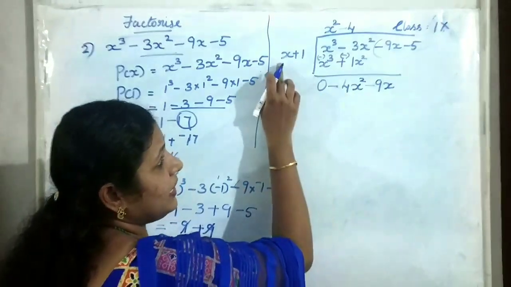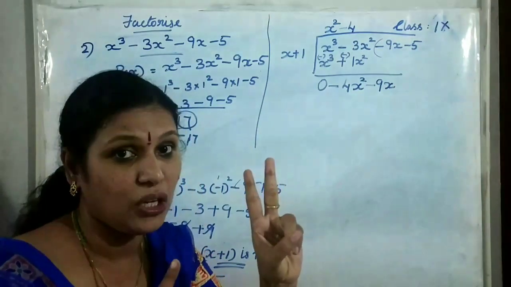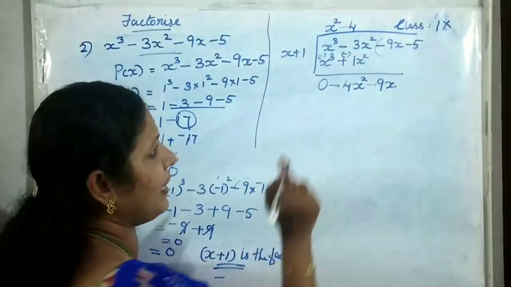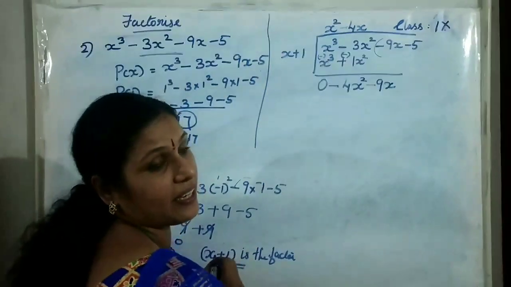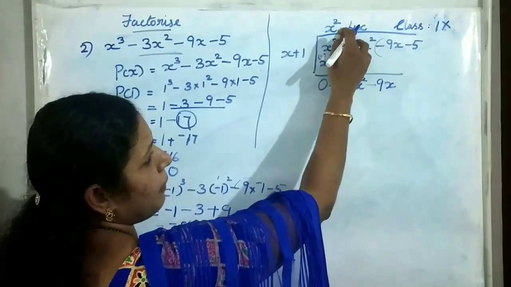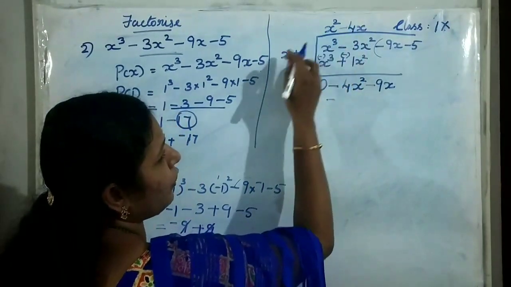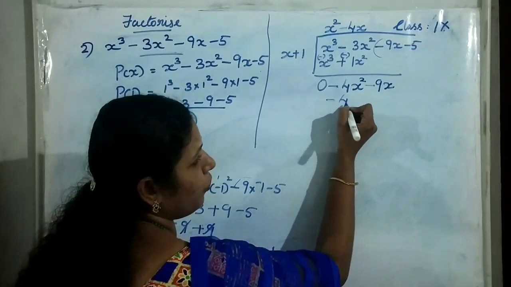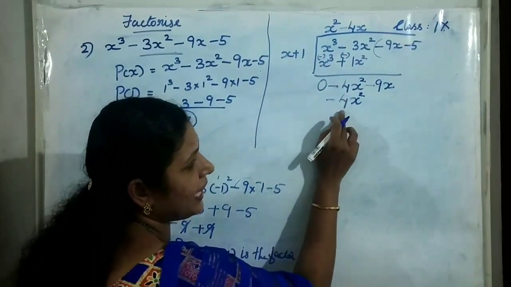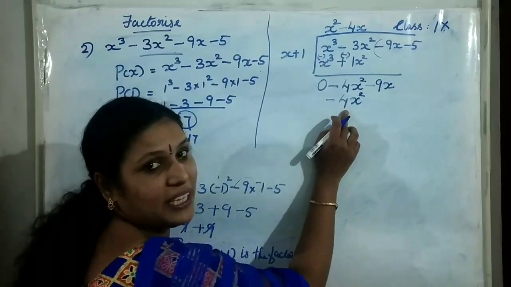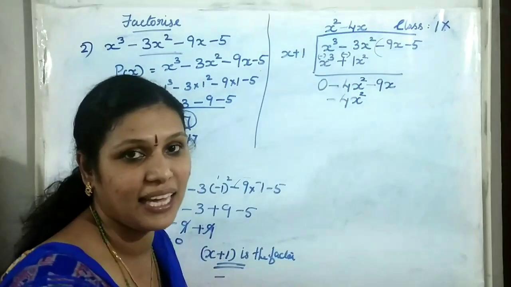Now, which variable is multiplied to this x to get this x square? Here we have x raised to 1. We need x square, so x must be multiplied here. Now we multiply: minus into plus is minus, 4 into 1 is 4, x into x is x square. So that's why we get that value, the same term here. Then only it cancels. So that's how we find the answer.